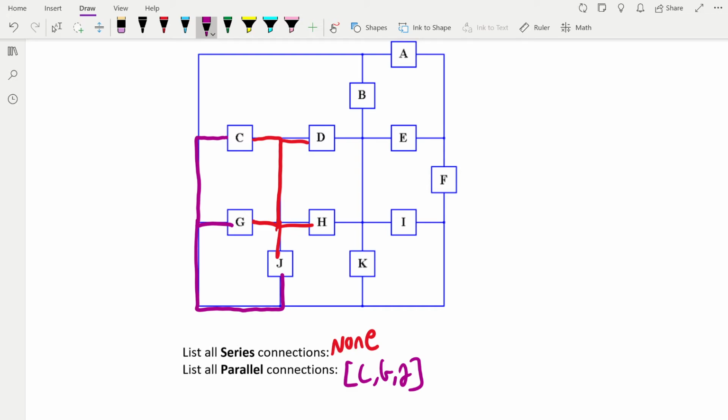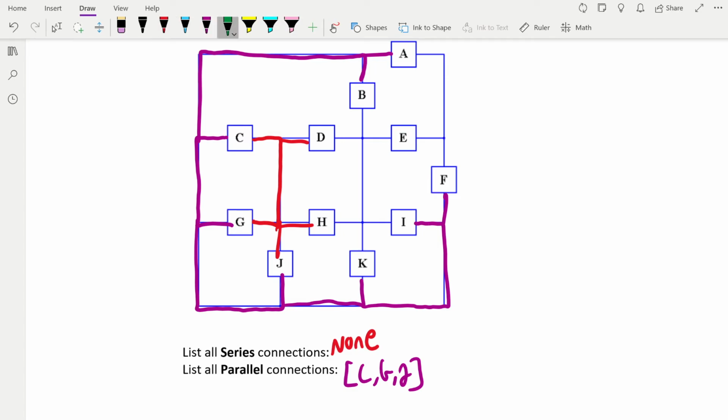And I think it's just good practice to make the rest of the wire the same color just to represent that it's the same voltage, because remember, wire has ideally zero resistance, so it would be the same voltage on the same wire. Now let's do D and H.